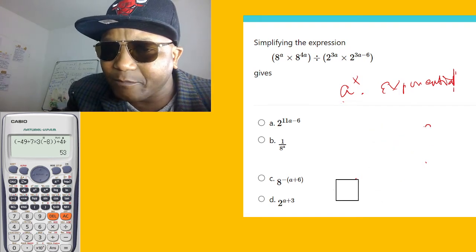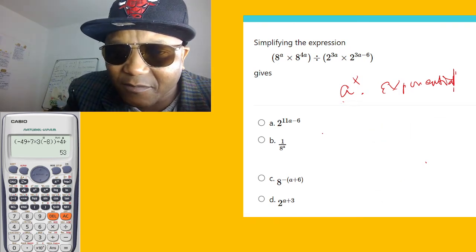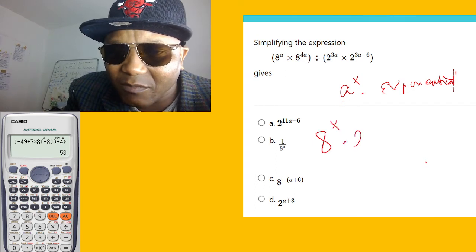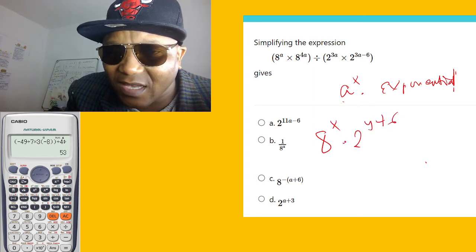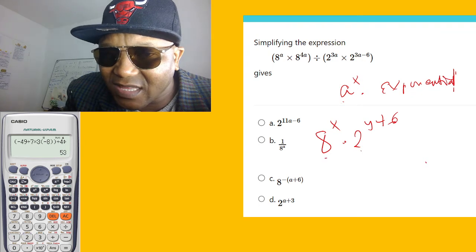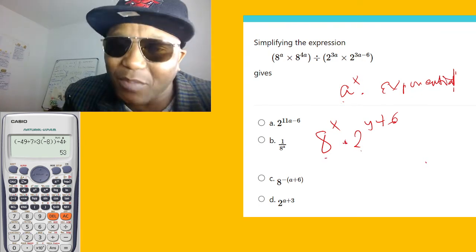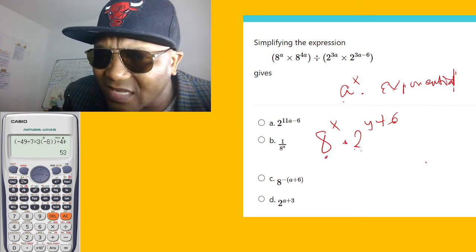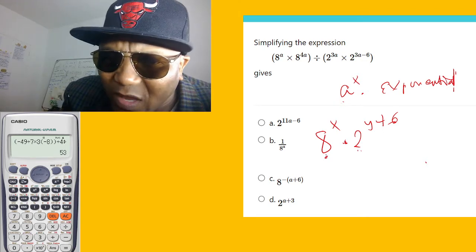For example, if somebody gives me, let's say, 8^x times 2^(y+6). So you see, this is 8 and this is 2, and this is multiplication. Yes, we can apply the rule. But the problem is this is 8 and this is 2. How are we going to apply the rule? So first I can break this.